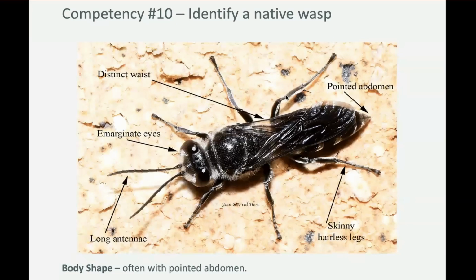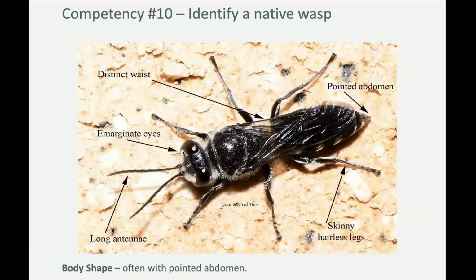So here we have another different type of wasp. They often have this pointy abdomen, and sometimes you'll actually see the stinger or ovipositor protruding. You won't see that in bees. They've got skinny legs, and some of them even have what's called emarginate eyes.